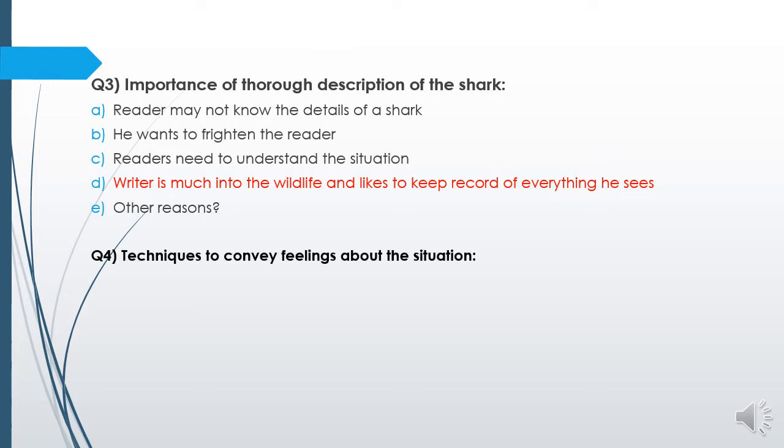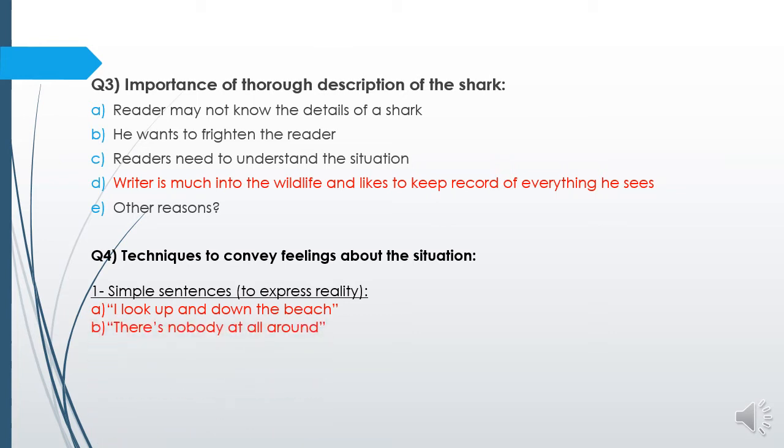Question 4. What are the techniques used to convey the feelings about the situation? The book states numerous, precisely 4, A, B, C, D, and we will discuss each one and find examples from the text. The first technique is using simple sentences to express the reality, and we can find examples of this technique in the text. First, he says, I look up and down the beach.